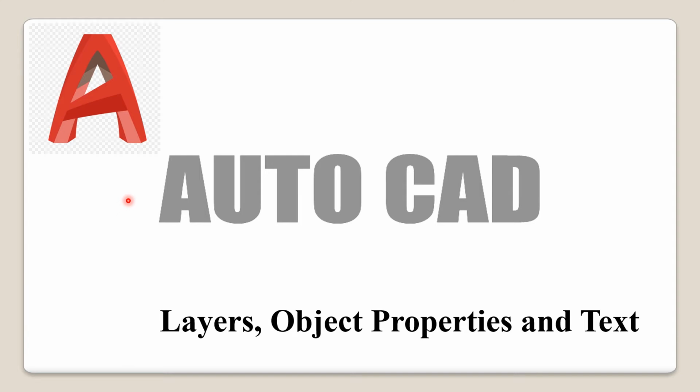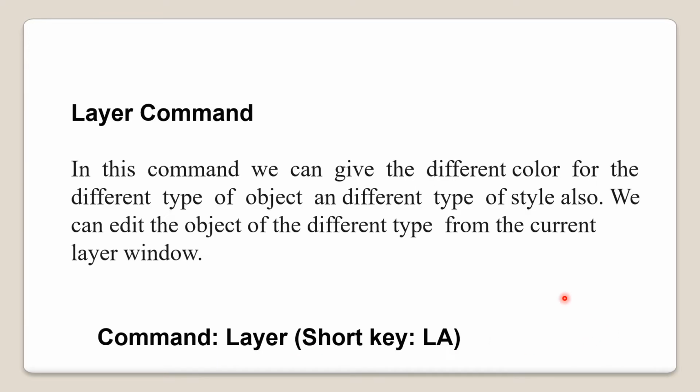In this lecture of AutoCAD, I will discuss three new topics in AutoCAD, that are layers, object properties, and text. First of all, layer. The shortcut command for the layer is simple. Enter the word layer, or you can enter the shortcut word LA.